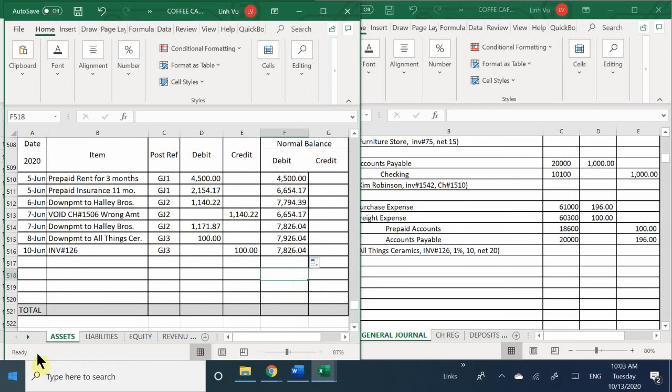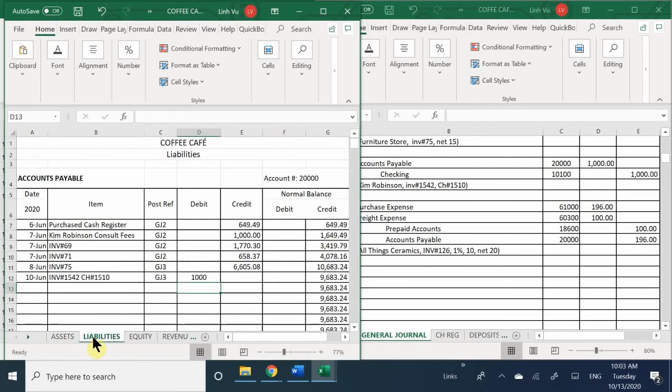Lastly, we're going to update my accounts payable, which is a liability. And we're increasing the amount that we owe. And in this case, I'm going to write invoice number 126 so I know exactly what that invoice is. And because I'm increasing it on the credit side, I'm going to increase it for a total of $196.